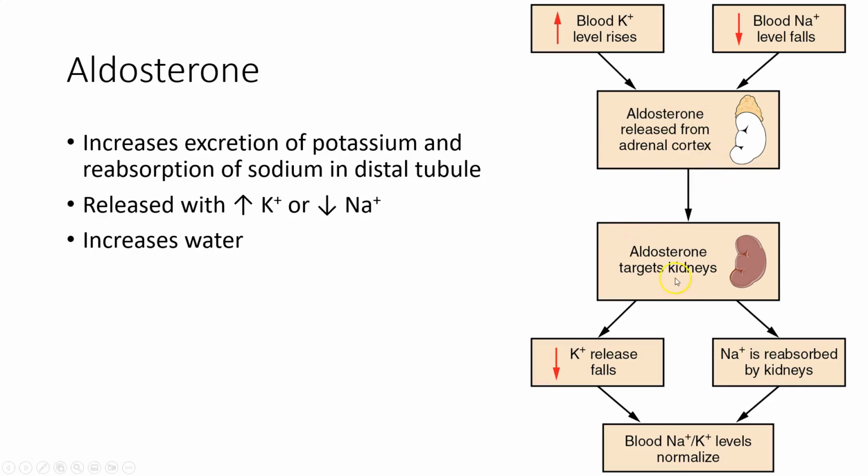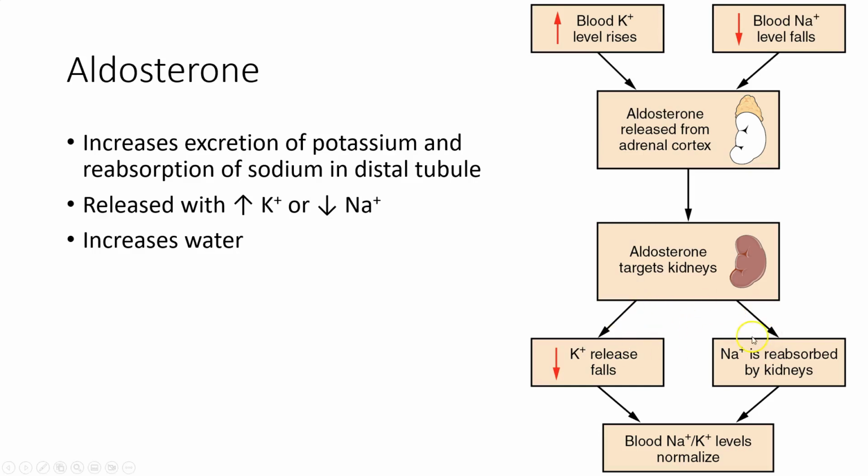Aldosterone, once released, will travel to the kidney, and it will go to the distal tubule of the kidney. And it is going to hold on to sodium, and sodium has a best friend, and that's water. And wherever sodium goes, water follows. So aldosterone reabsorbs or holds on or saves our sodium at the distal tubule, and then water follows. So that's going to increase the sodium and increase our blood volume.